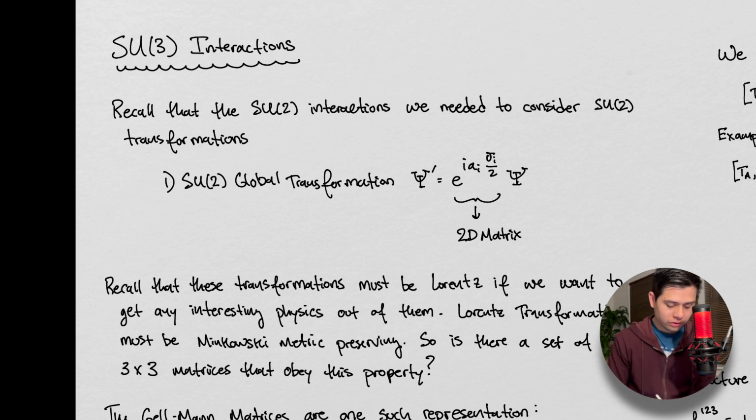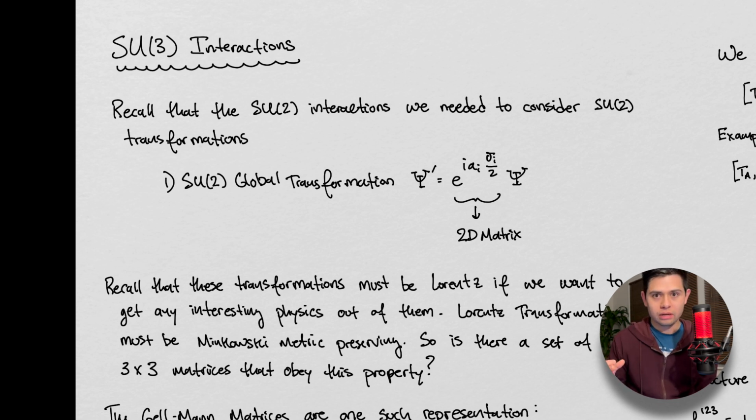The first thing that we want to do is recall the SU2 interactions and the SU2 transformations. Okay, the SU2 interactions, again, those gave us W and Z bosons. Okay, and those were the weak interactions.